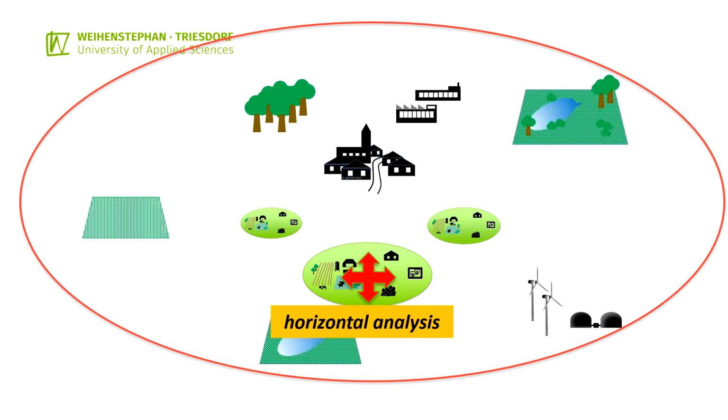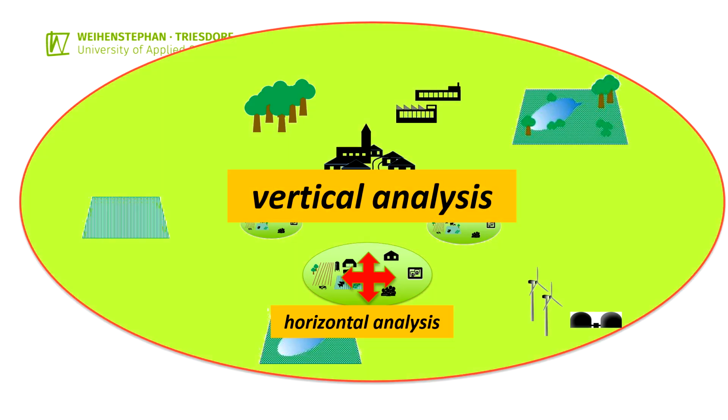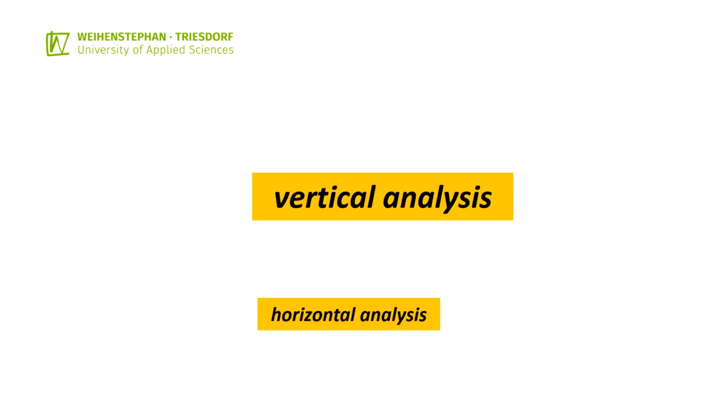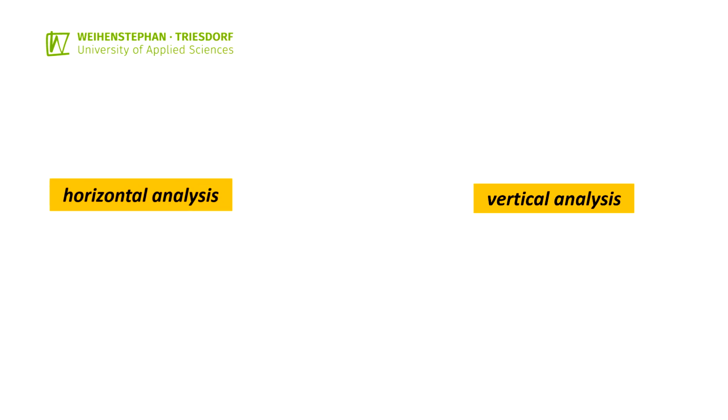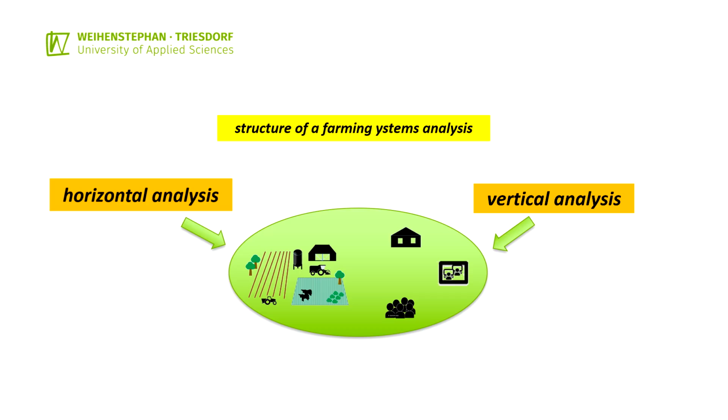The internal and external aspects overlap in their effects. The separation between horizontal and vertical analysis serves only to structure the investigations and considers the respective complexity of both dimensions. Only the combination of the results of both analyses allows conclusions to be drawn about the causes of the situation and the effects on decisions in farming systems.